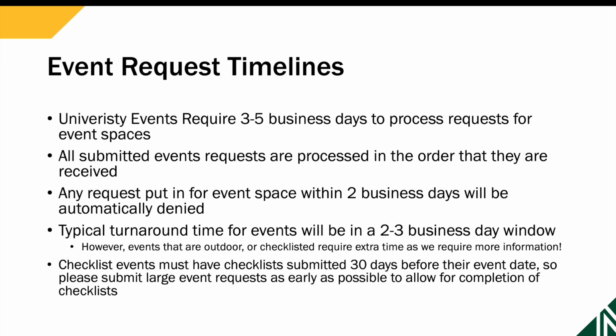So here are basic event request timelines. University Events requires 3 to 5 business days to process requests for event spaces. This is university event policy, and this will always be held up. All submitted event requests are processed in the order that they are received. Any request put in for event space within 2 business days will be automatically denied. Typical turnaround for event requests will be in a 2 to 3 business day window.